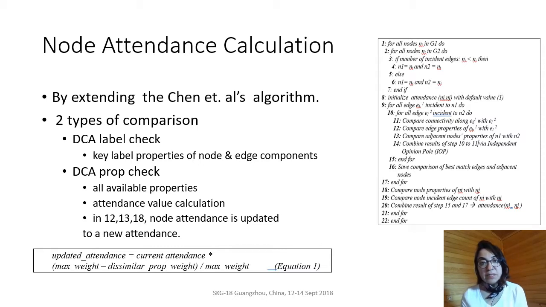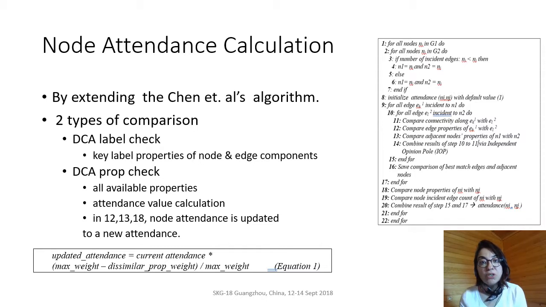In DCA label, at step 12, we compare the interaction edge property as the labeled property, and in step 13 and step 18, we use the node type property as the labeled property for comparison. In the Prov-O specification, node type refers to the basic types agent, entity, and activity, and interaction refers to a property like wasGeneratedBy, as shown in the Prov-O specification.